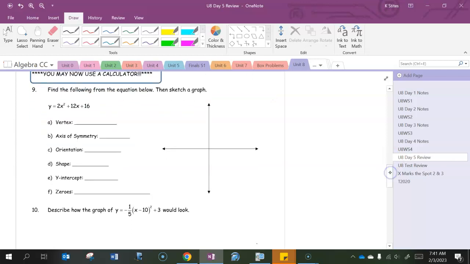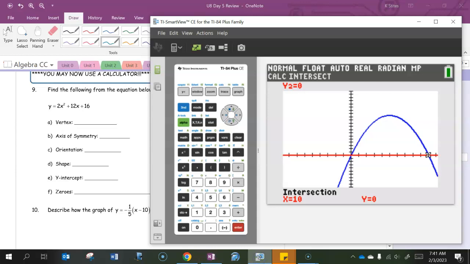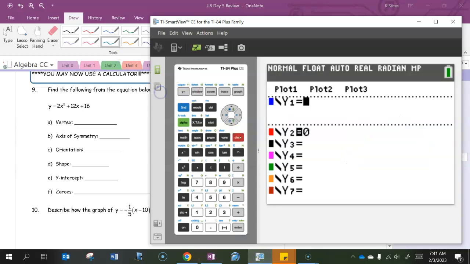All right, so now let's practice graphing. Okay, we're going to take our calculator. Notice you're in standard form here, so we can't find our vertex yet. We've got to actually type it in.